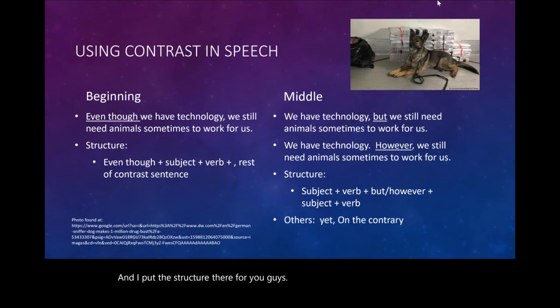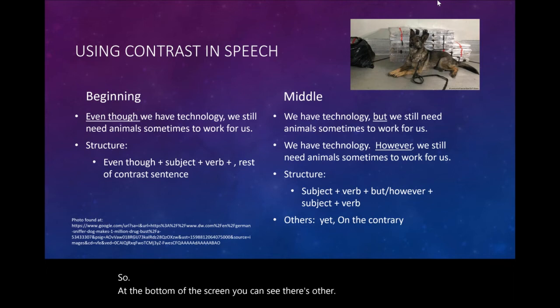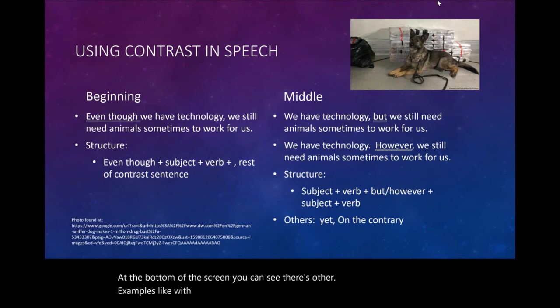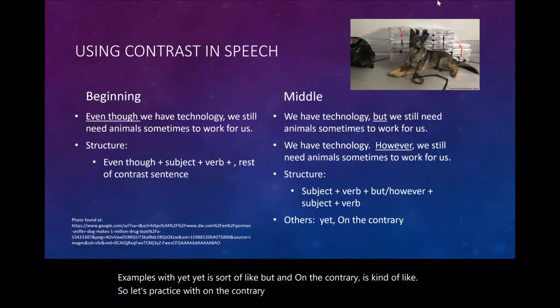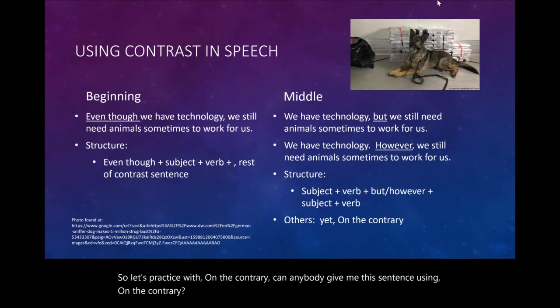Okay, so at the bottom of the screen, you can see there's other examples, like with yet. Yet is sort of like but, and on the contrary is kind of like however. Okay? So let's practice with on the contrary. Can anybody give me the sentence using on the contrary? Who wants to try it?